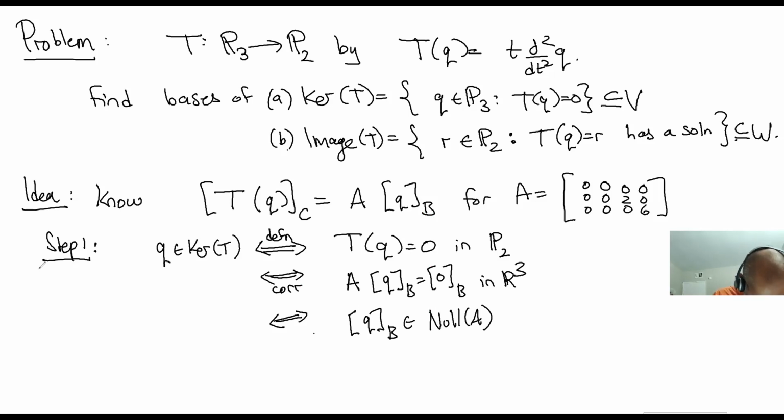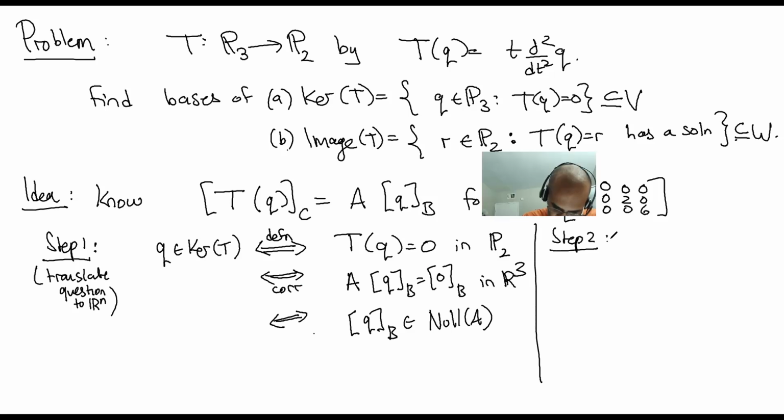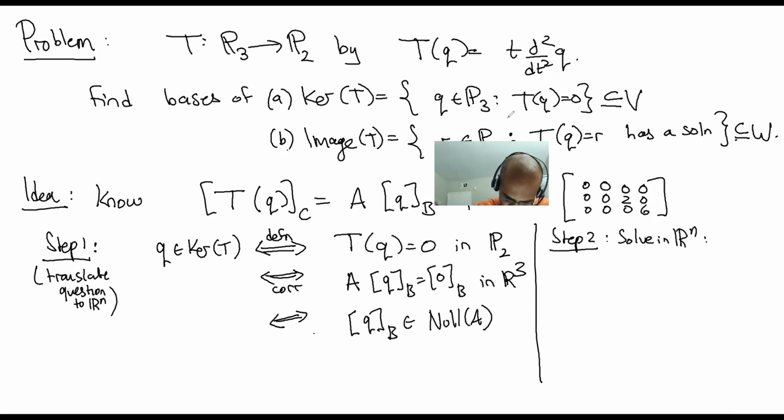So step one is translate the question to Rn. Step two is solve the question in Rn. So in this case, we're in R3, right? So the null space of A now lives, oh, sorry, the null space of A lives in R4, right?